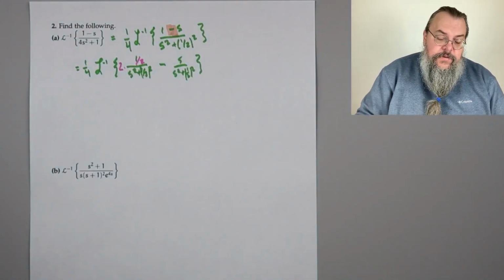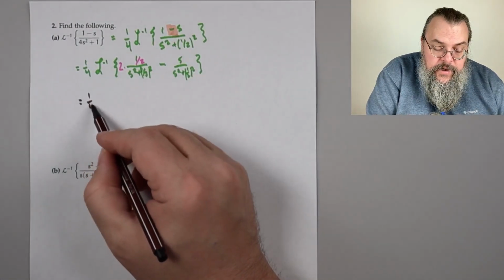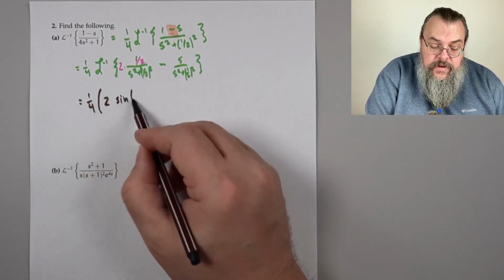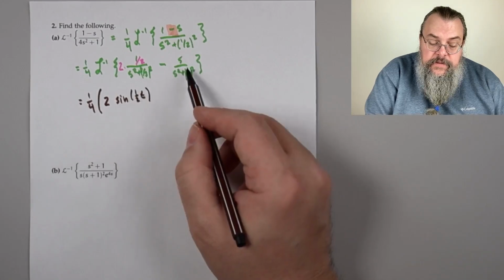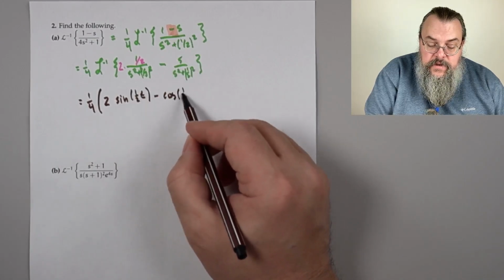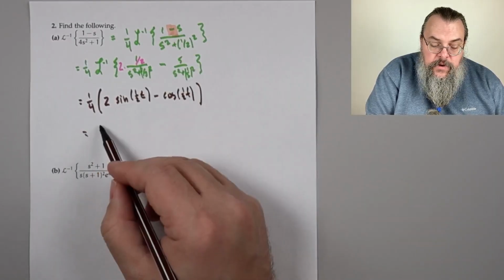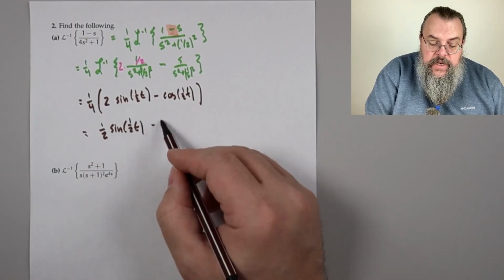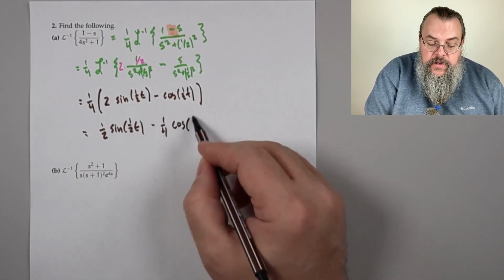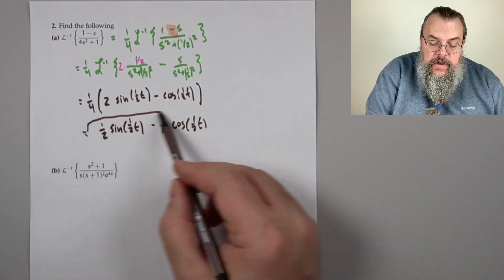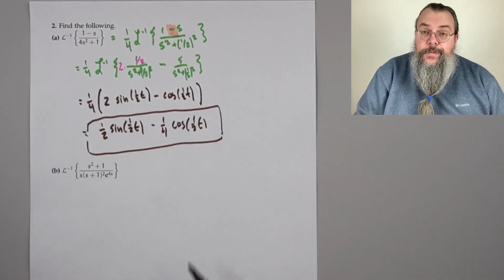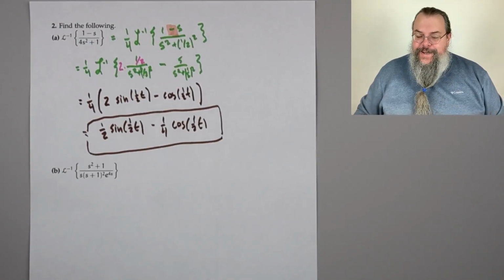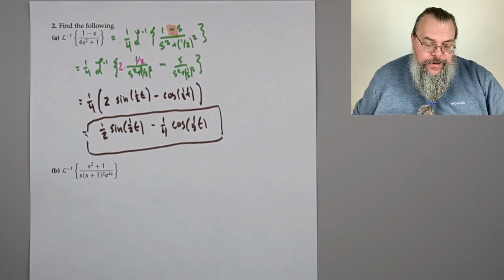Why? Well, what do we have? We have a 1/4 out in front. We have a 2. And then this is sine of 1/2 t. And that is cosine of 1/2 t. Or if you like, 1/2 sine of 1/2 t minus 1/4 cosine 1/2 t. And we're done with that one. We got a second one. Nice. All right. Well, let's go on and work on our part B.